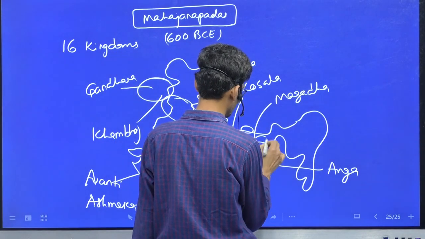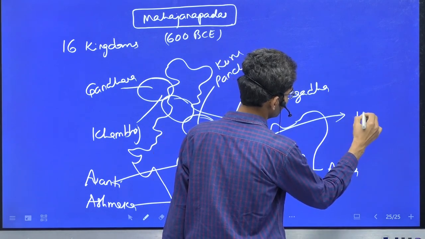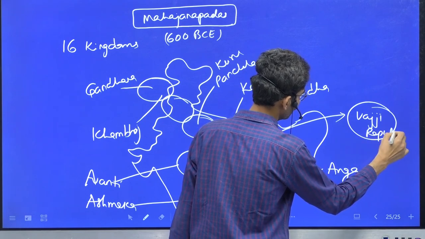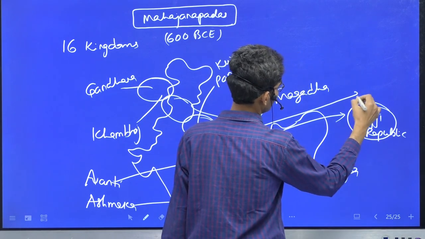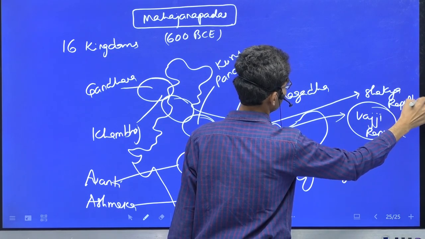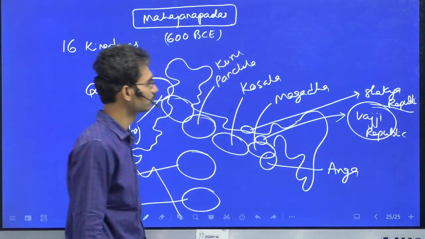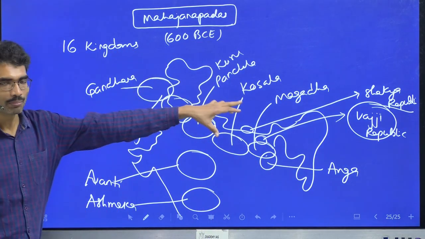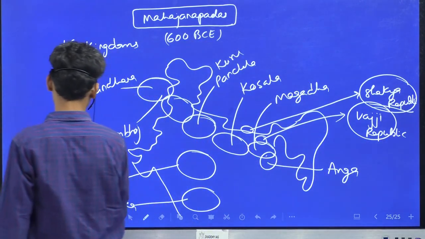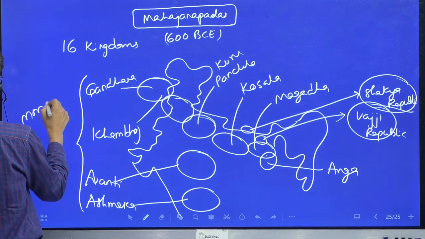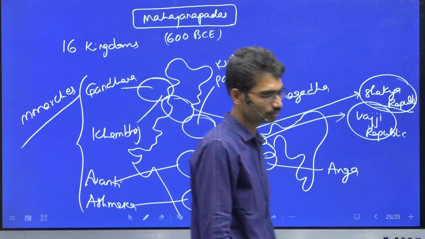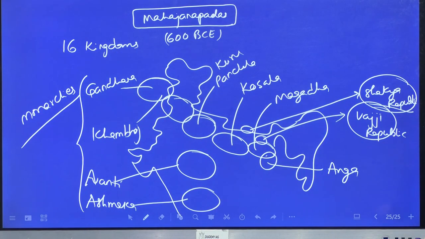Then there were different republics like the Vajji Republic and the Shakya Republic. Some are republics like the Shakya Republic, and these others are all monarchies. You can see here.